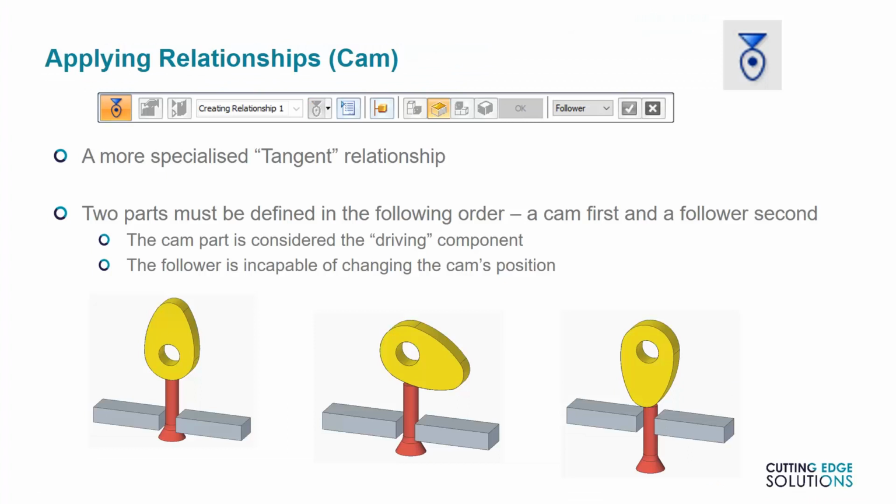Sometimes, particularly with more complex machines, it's important to create a cam follower dependency between components. A tangent relationship might work for some instances, but this might allow the follower to drive the cam, not something that would happen in real life. Cam relationships mean that when the cam moves, so does the follower, but not the other way around.